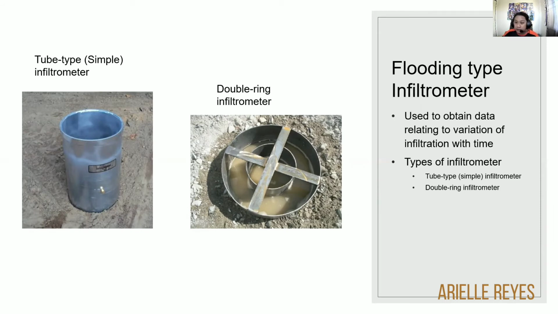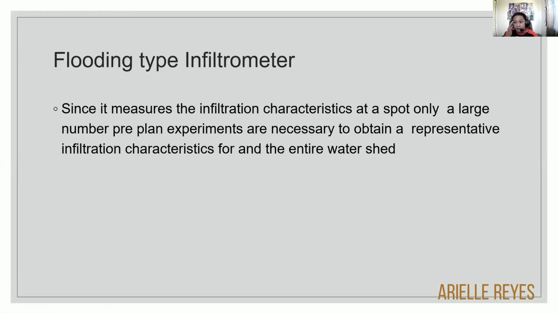A double ring infiltrometer is an instrument which is used to determine the infiltration rate of water into the soil. The infiltration rate is determined as the amount of water per surface area and time unit which penetrates the soil. So for the flooding type infiltrometer, since it measures the infiltration characteristics at a spot, only a large number of pre-planned experiments are necessary to obtain a representative infiltration characteristic for the entire watershed.